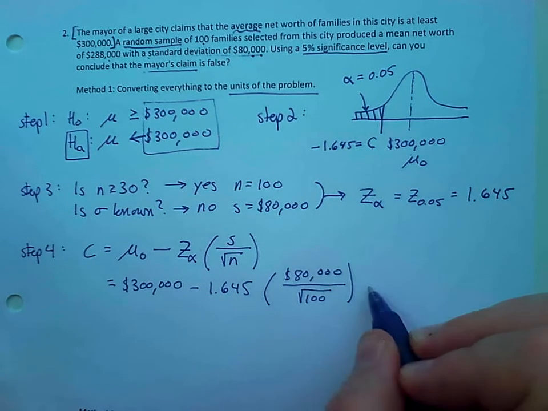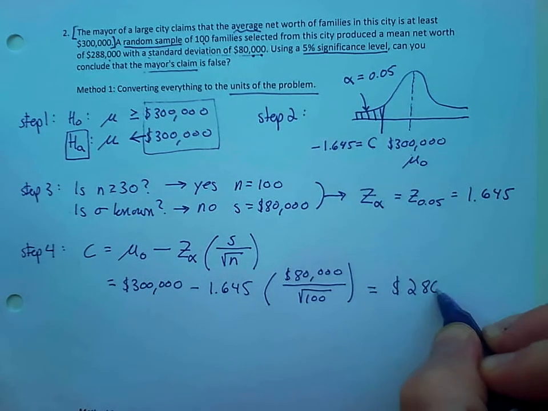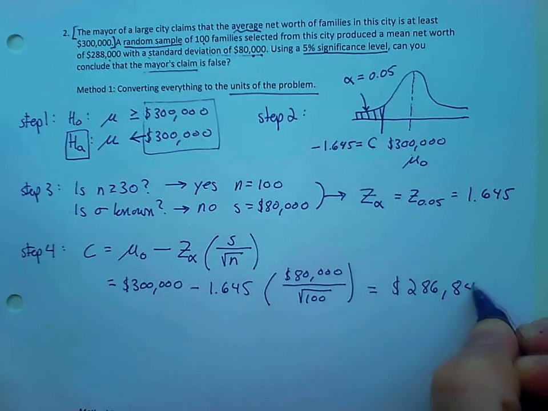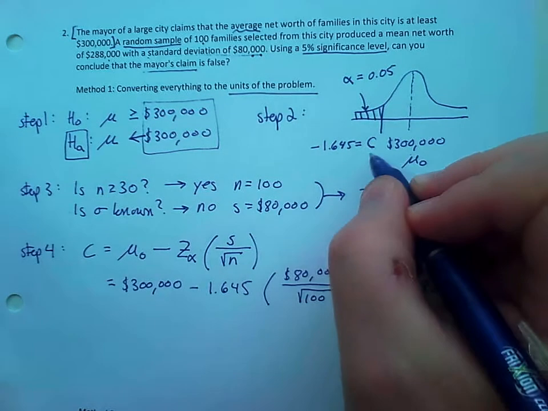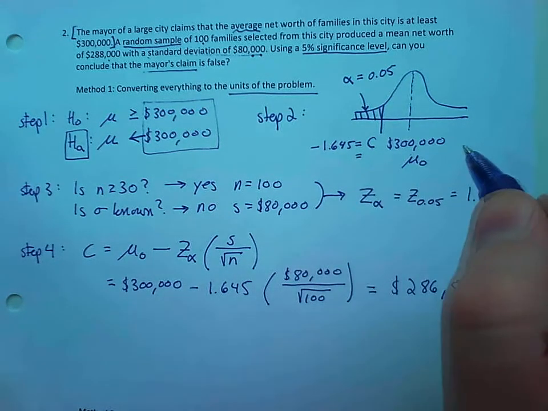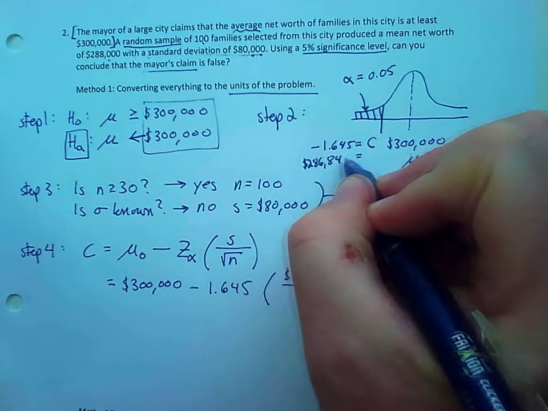So therefore, if we do this arithmetic, this is going to come out to $286,840. So therefore, here, this critical value, we can also say that this is $286,840.